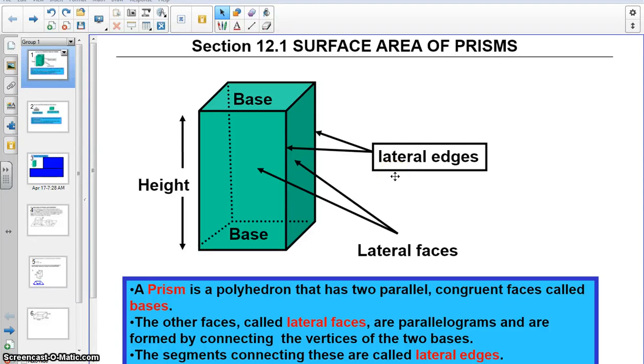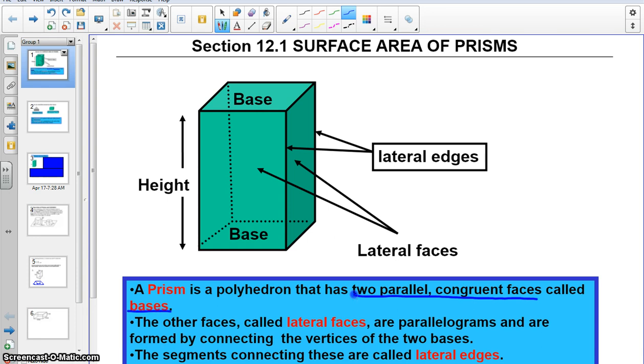Today we're going to talk about section 12.1, surface area of prisms. In this unit we are going to discuss three-dimensional objects, and the first one that we're going to focus on is a prism. A prism has two parallel and congruent faces that we call bases.